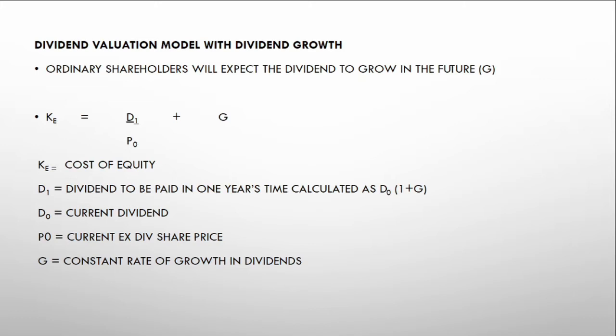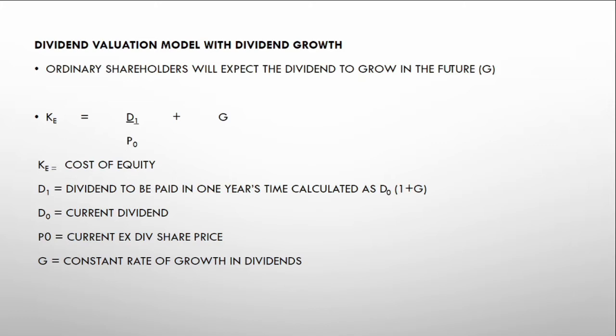So KE will equal the cost of equity. That is what we are trying to determine. Obviously, there's growth that is going to be expected. So D1 will be the dividend to be paid in 1 year's time. And the dividend to be paid in 1 year's time can actually be calculated if you have the current dividend today and you know what the growth rate is expected to be between today's date and 1 year's time. If we have our current dividend, D0, and we know what the growth rate in that dividend is expected to be, we can use that to determine our dividend to be paid in 1 year's time.